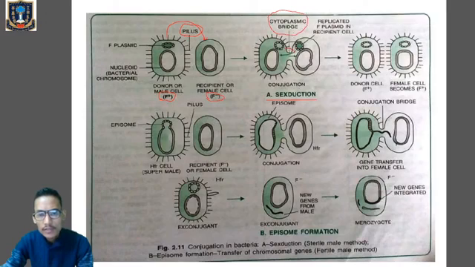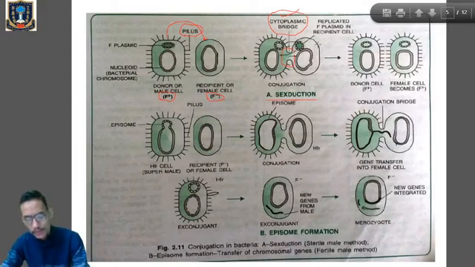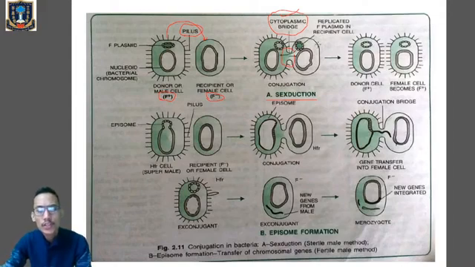So this is the region of contact. Can you see over here? This is the region of contact where the donor cell and the recipient cell are coming in contact with one another. Okay, so in this region of contact, the pilus will grow in size and form a cytoplasmic bridge, or we also call it conjugation tube.